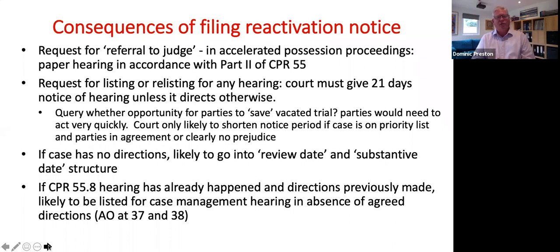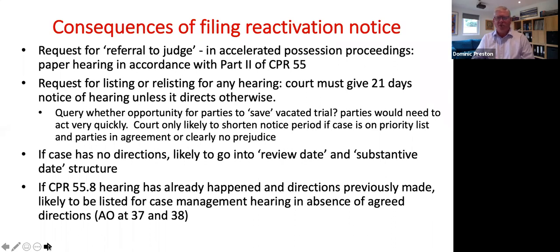What about a request for listing or relisting of any hearing? Well, the first point is the court must give 21 days of the notice of a new hearing, unless it directs otherwise, which is, I assume, going to be pursuant to an application. So let's say you wanted to save a trial date.